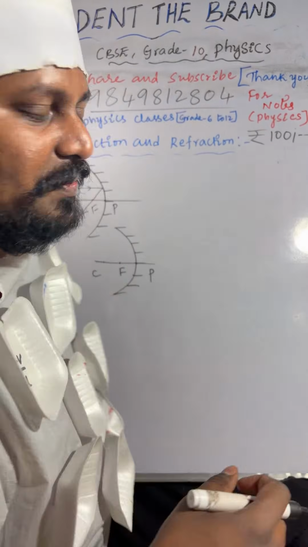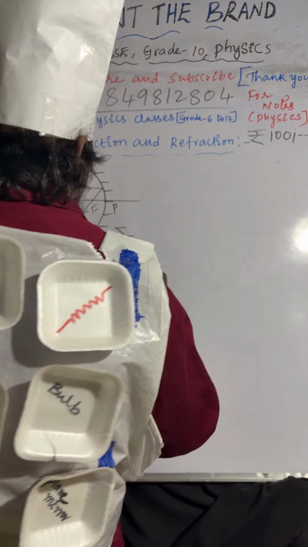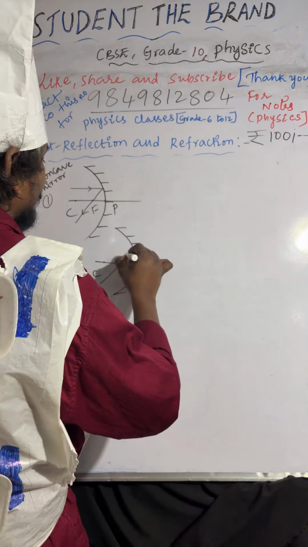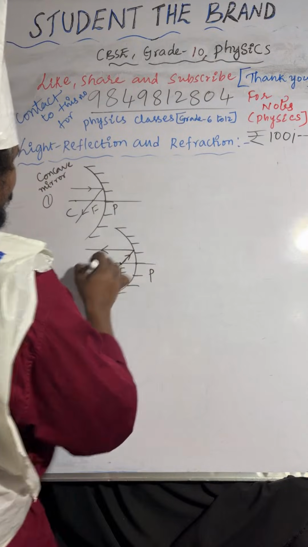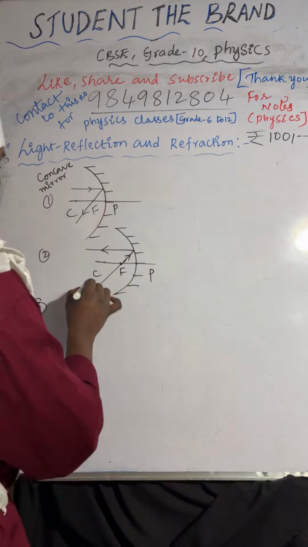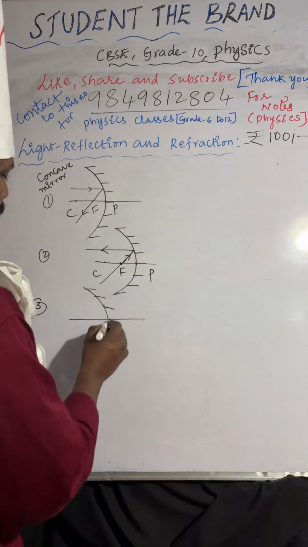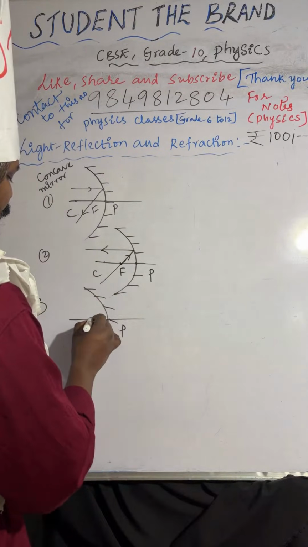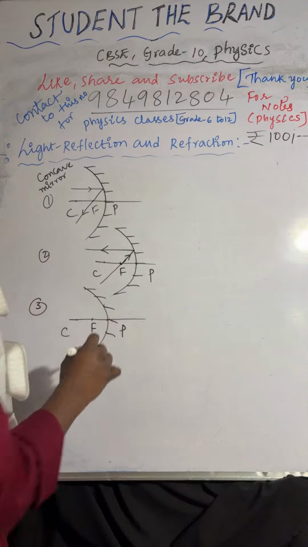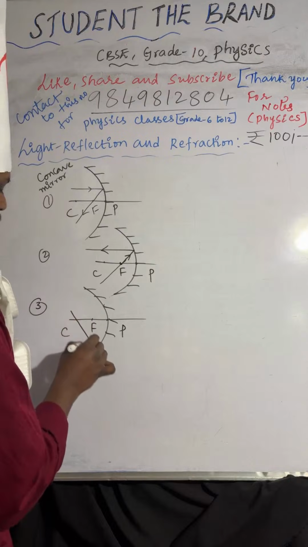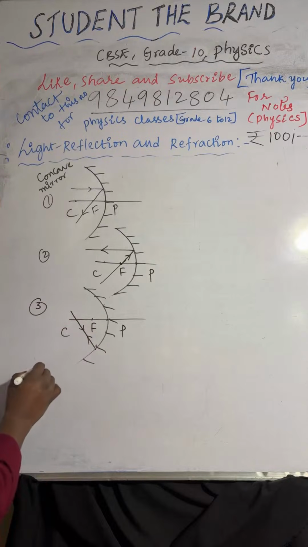So here one more light ray I am taking, it passes through the focus. The light ray passing through the focus, after reflection, moves towards infinity. And the third one, with the pole, focus and center of curvature: a light ray passing through the center of curvature, after reflection, retraces its original path.